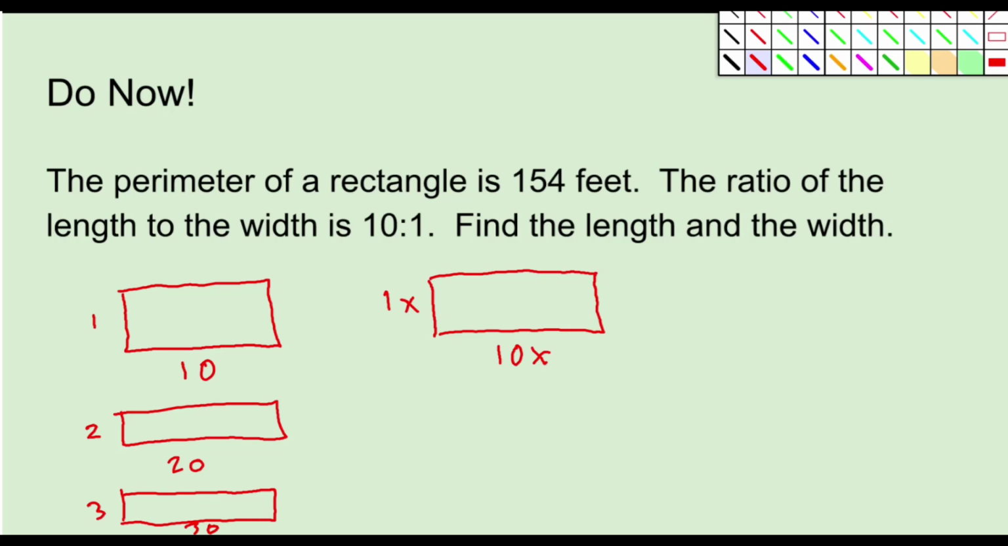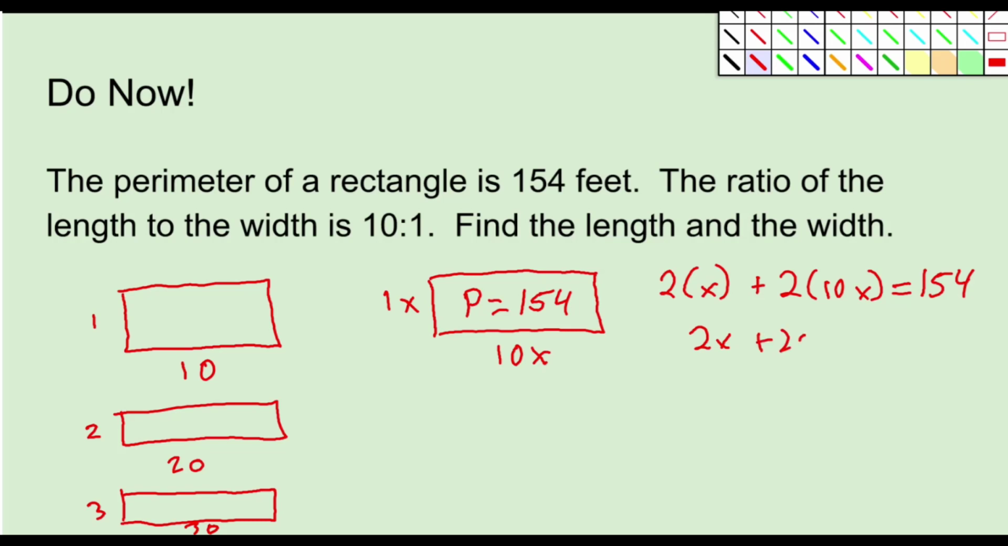All right, now we can just do a simple algebra problem, and we know the perimeter is equal to 154 feet. So we can set up a simple equation real quick: 2 times x, because there's 2 widths, plus 2 times 10x, and that has to equal 154 feet. Let's simplify this real quick. This is 2x plus 20x is equal to 154. 22x is equal to 154.